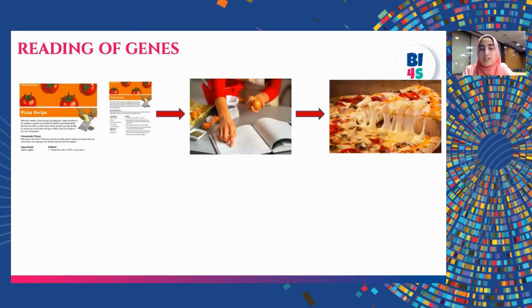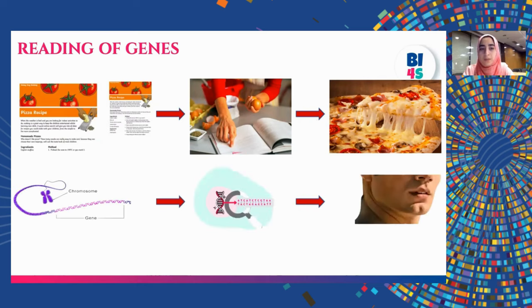Now that we know these genes are the instructions, the question is, how do these instructions make the final desired trait, the final desired outcome in us? Consider we have a recipe. To turn written instructions into the final product, we need to go through the instructions. We need to read the instructions. Similarly, we have these written instructions, these genes, within us. To make this gene into the final product, here consider it's a dimpled chin, this gene has to be read. So we will now see how these genes are read.